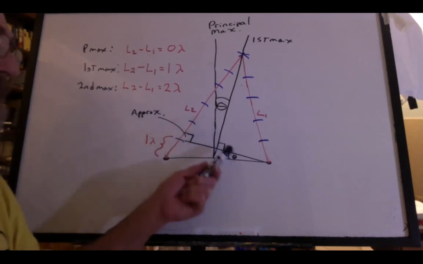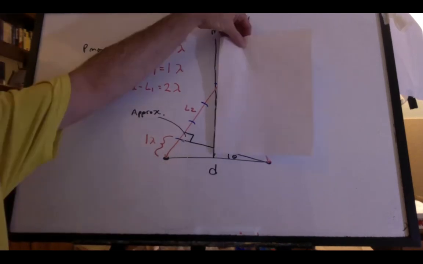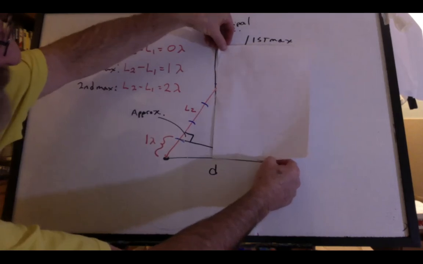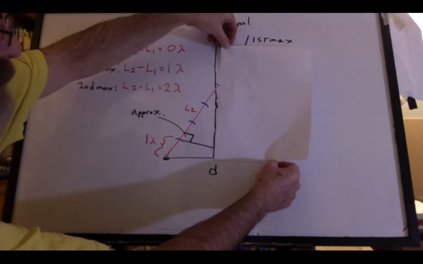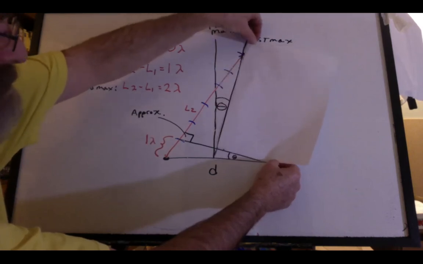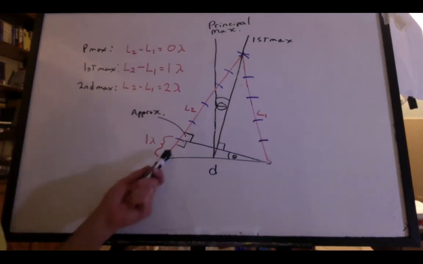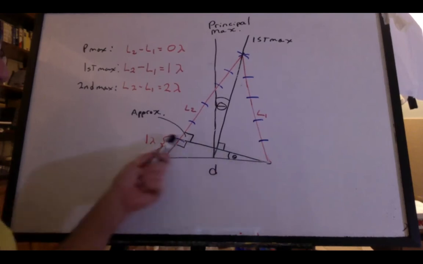And you can do some geometry and prove it, or just rotate a sheet of paper. The principal maximum is 90 degrees to the distance between the two sources. If I rotate the paper over to the first maximum, I will have rotated the same amount above this distance. Well, we can make that an approximate 90-degree angle as well, and then we have a right triangle.